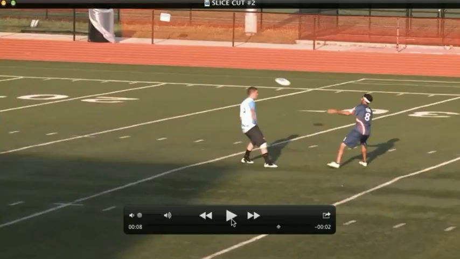It's a great example of, on a slice cut, moving early so as the disc is caught, and moving decisively in order to open up space for your teammates.